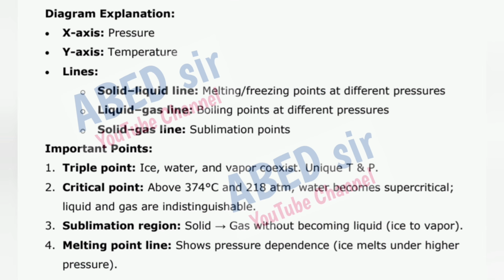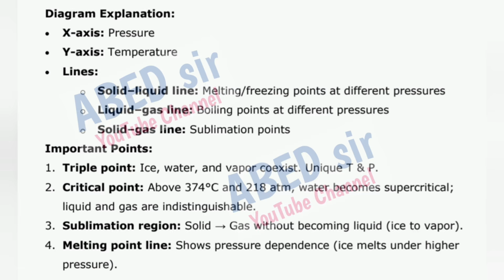Diagram explanation. X-axis, pressure. Y-axis, temperature. Lines. Solid-liquid line, melting freezing points at different pressures. Liquid-gas line, boiling points at different pressures. Solid-gas line, sublimation points. Important points. 1. Triple point, ice, water, and vapor coexist. Unique T and P. 2. Critical point, above 374 degrees Celsius and 218 atm, water becomes supercritical, liquid and gas are indistinguishable.